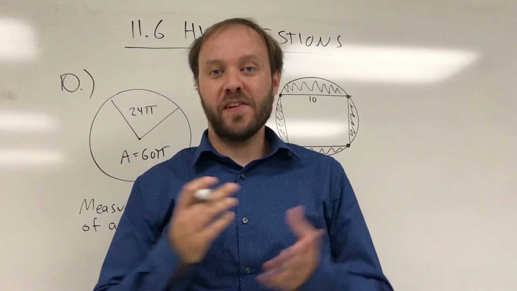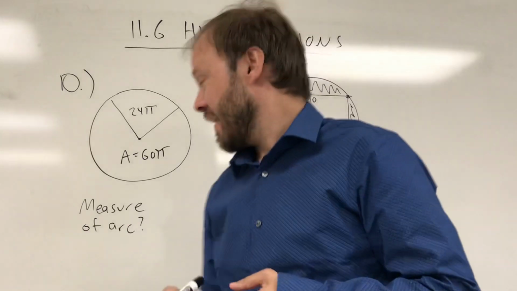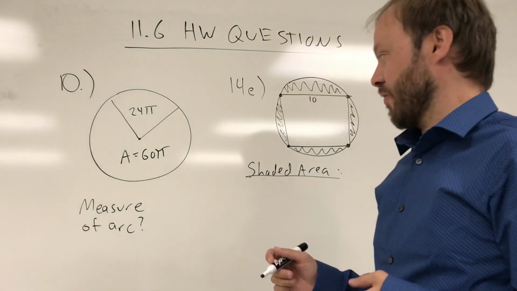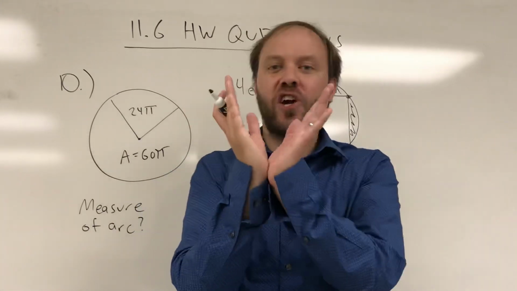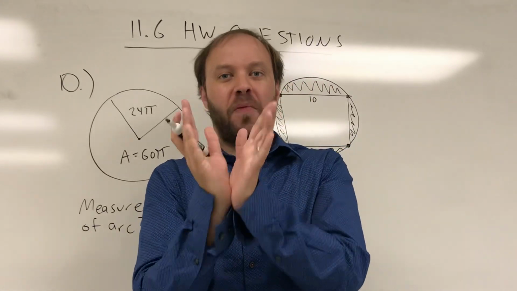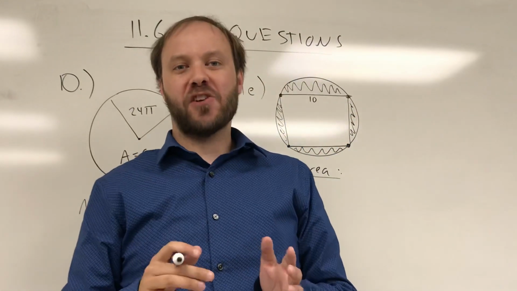There were two homework questions about section 11.6, so let's see what we can do with those. The first one gives us a circle. They tell us the entire area is 60 pi. They tell us there's an arc that has an area of 24 pi. So we get a 60 pi and we get a 24 pi. We want to find the measure of an arc.